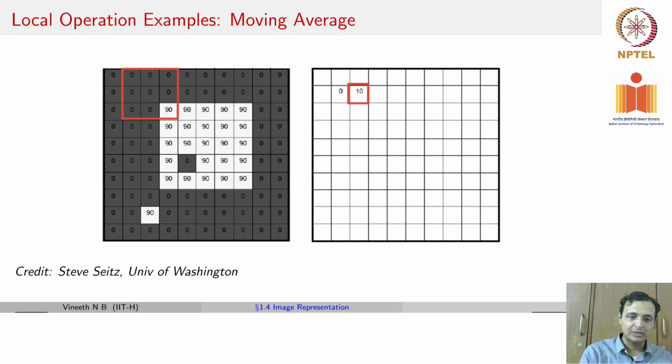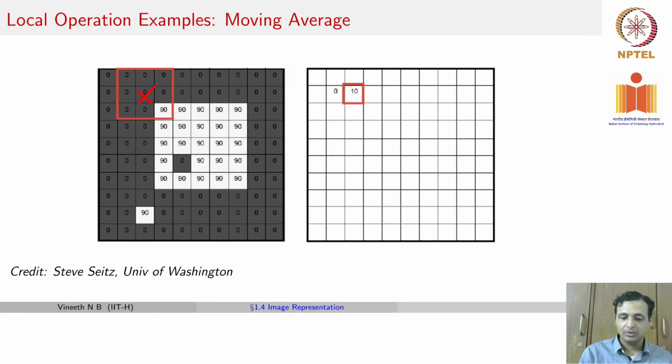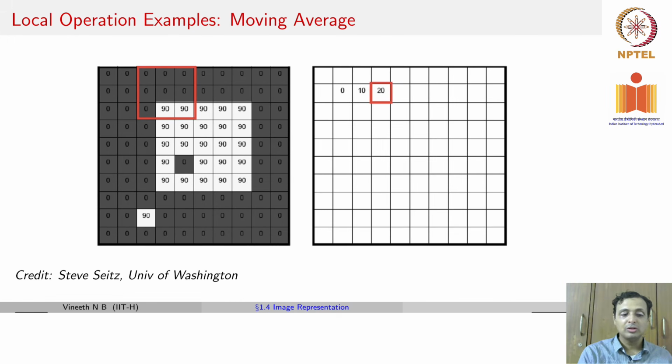Moving on, you now move the 3 cross 3 box to the next location. You again take an average. Now the sum turns out to be 90, 90 by 9, 10. Similarly, slide the box still further, and once again take the average of all pixels in the box in the input, and that gives you one value in the output. Clearly you can see that this is a local operation. The output pixel depends on a local neighborhood around the same coordinate location in the input image.